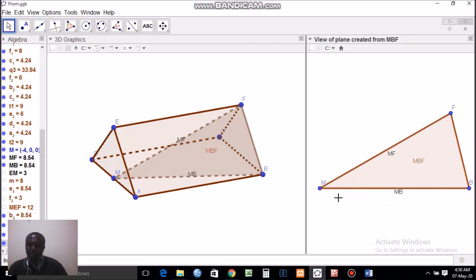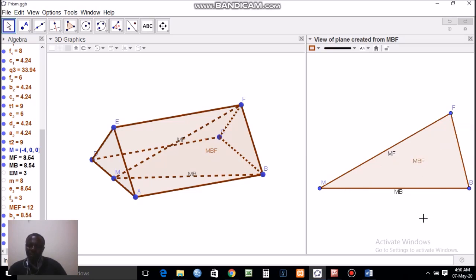Bringing the dimensions, MB is actually 8.544 and MF is 8.543 and FB is 4.24. So draw this triangle in your exercise book and go ahead and calculate the required angle, that is angle FMB.